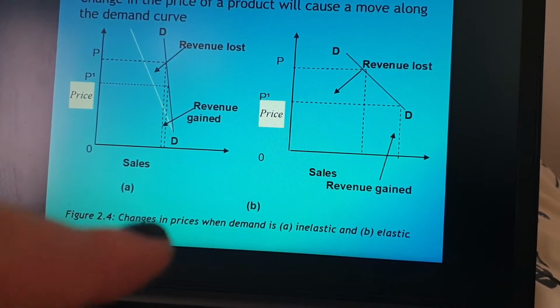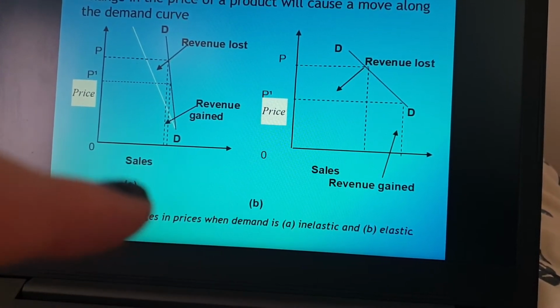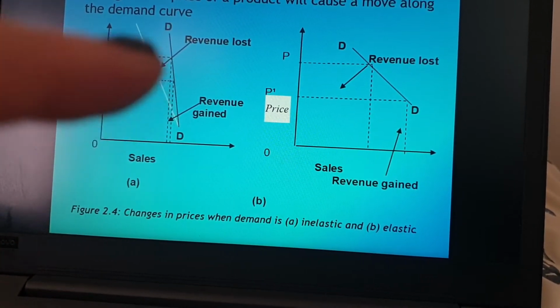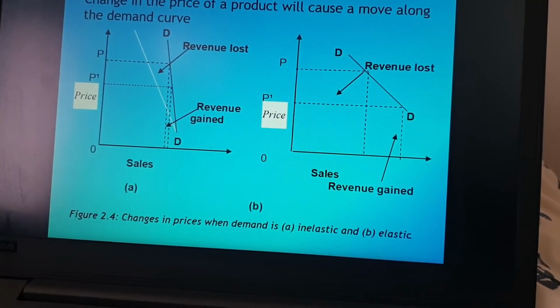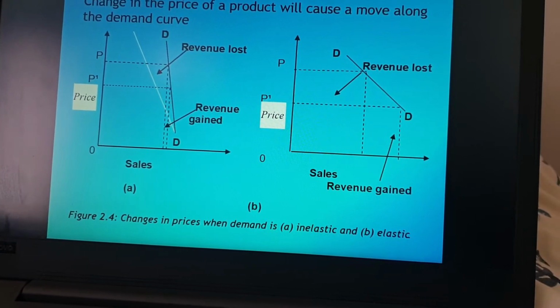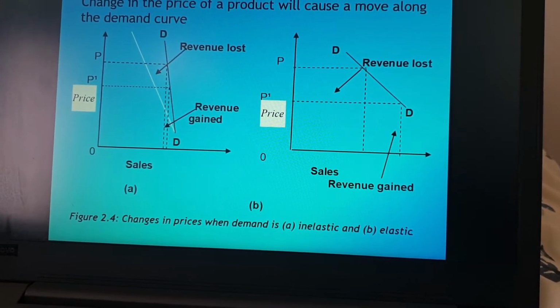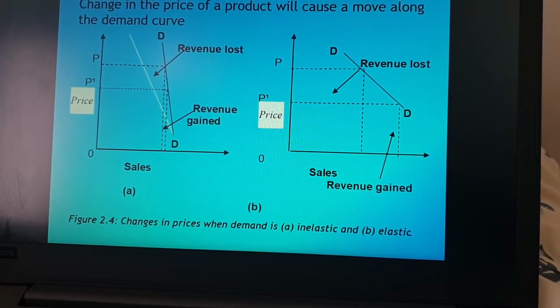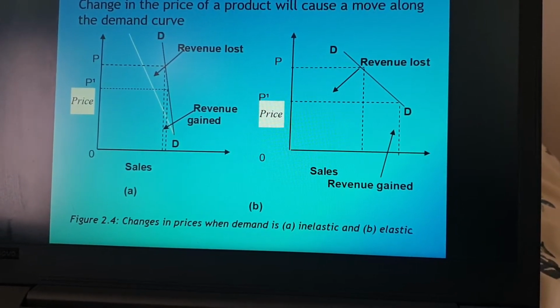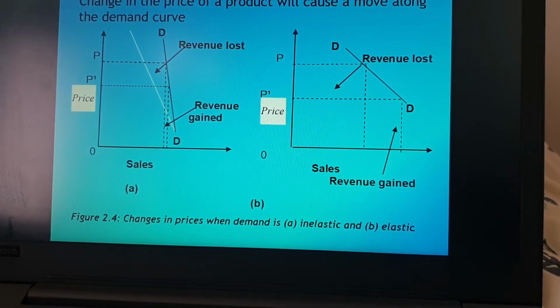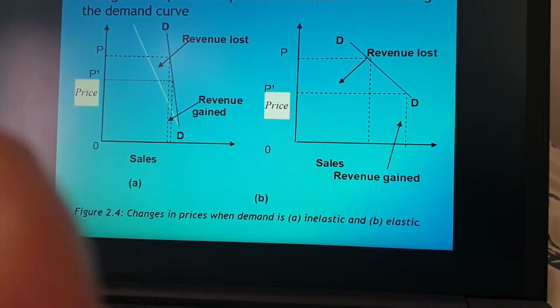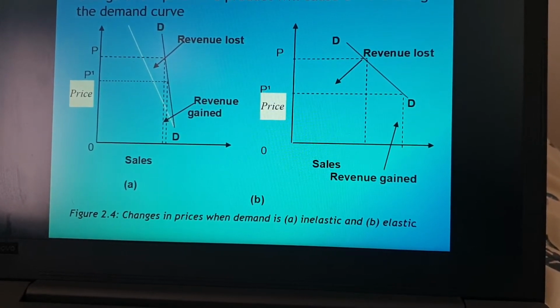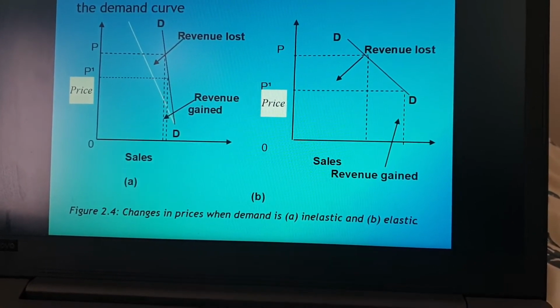Right. So changes in price when demand is A. So A is when demand is inelastic. You'll see in our next topic we're going to talk more about elasticity. Inelastic just means that there's no change. Okay, so there's no change in demand. If you think of an elastic band that you can stretch and move, inelastic means the opposite. It cannot move.